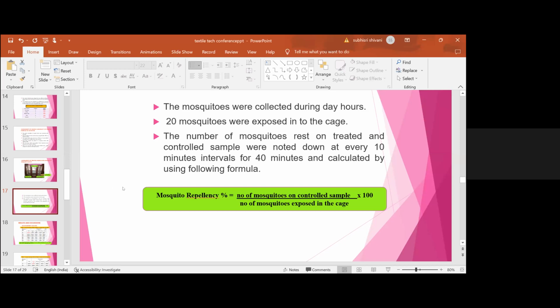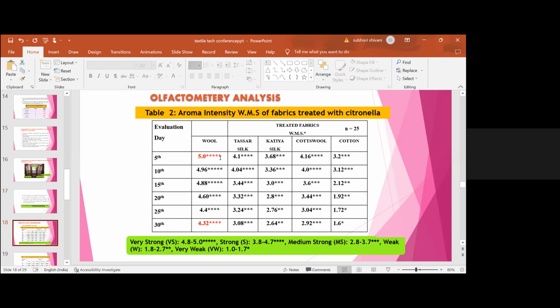This table is showing the result of olfactory analysis, and wool showed the best result among all other fabrics. The analysis was done for a period of 1 month, and the samples were smelled every fifth day. On the fifth day, it shows very strong, and at the end of the evaluation, on the 30th day, it shows 4.2, which is a strong aroma. So among all the fabrics, wool shows the best retention of aroma. This table shows the fabric treated.